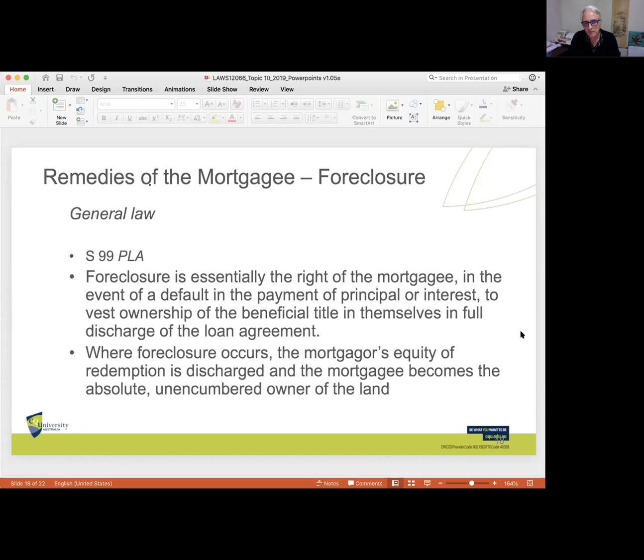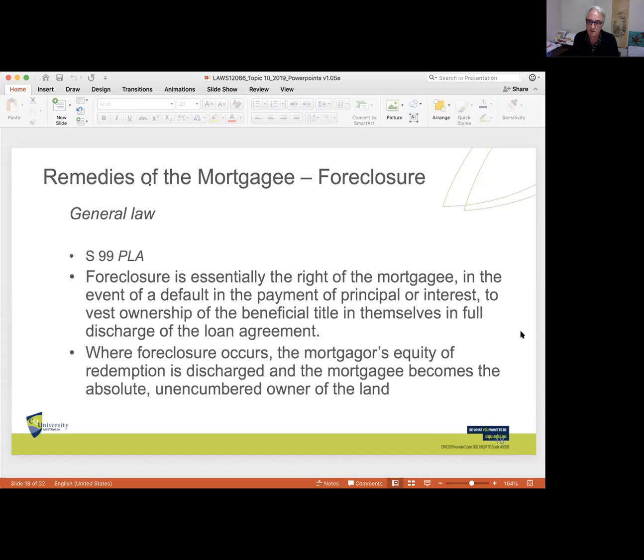Foreclosure is essentially the right of the mortgagee, in the event of default in the payment of principal and interest, to vest ownership of the beneficial title in themselves in full discharge of the loan agreement. So this is this idea of foreclosure. It basically means that where this occurs, the mortgagor's equity of redemption is discharged and the mortgagee becomes the absolute unencumbered owner of the land.